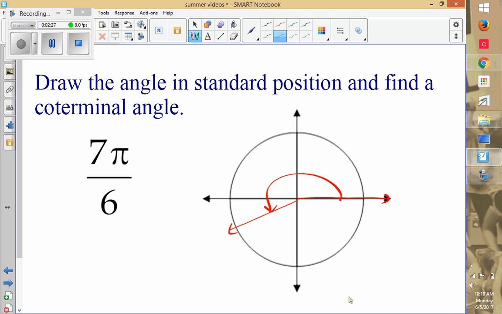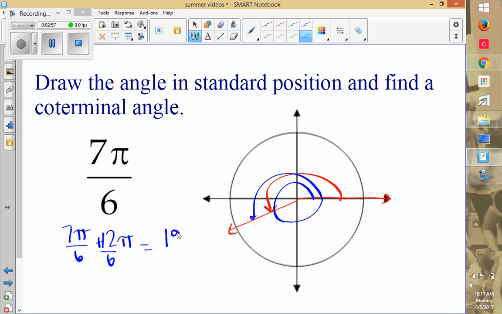And to find a coterminal angle, we have to add on another full rotation. So we would be 1 rotation around plus that, but we are talking about radians instead of degrees. So we are adding on 2 pi instead of 360 degrees. Since we are working in a denominator of 6, 2 pi is actually 12 over 6 pi. So we end up with 19 over 6 pi.